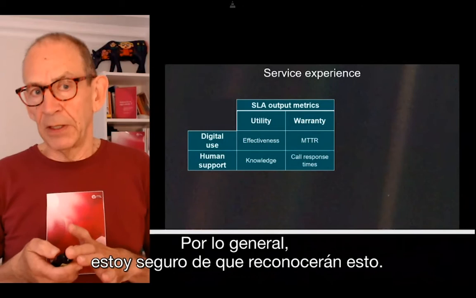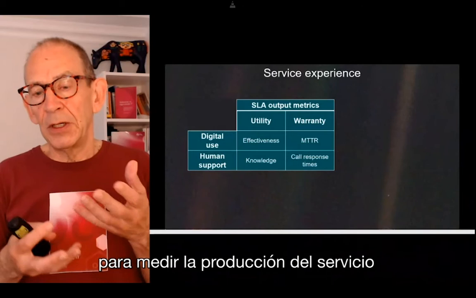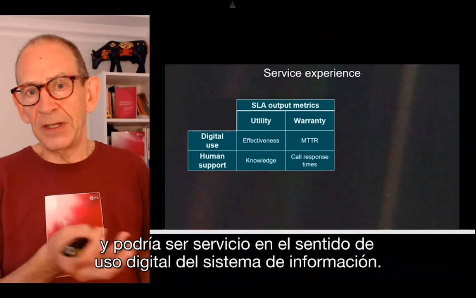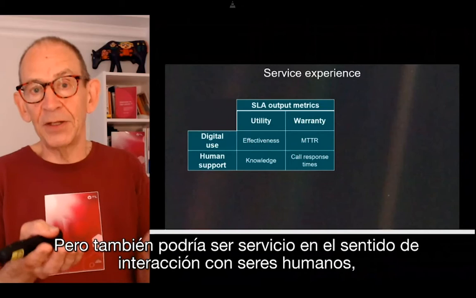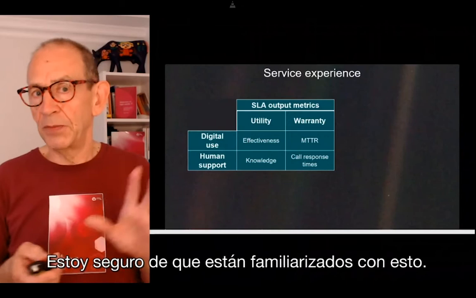Typically, you'll recognize this, I'm sure, we use the concepts of utility and warranty, fitness for purpose and fitness for use, to measure service output. And it could be service in the sense of digital use of an information system. But it could also be service in the sense of interaction with human beings on the service desk, for instance. And you can come up with metrics like MTTR, mean time to recover service. I'm sure you'll be familiar with this.